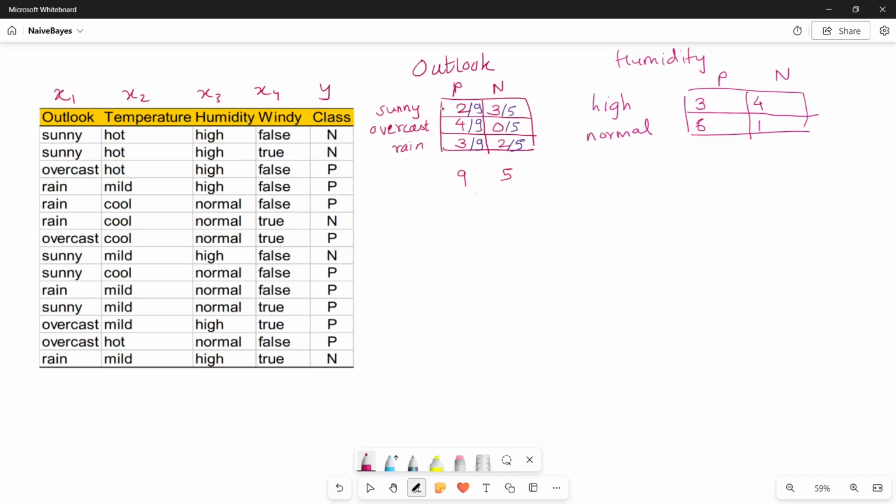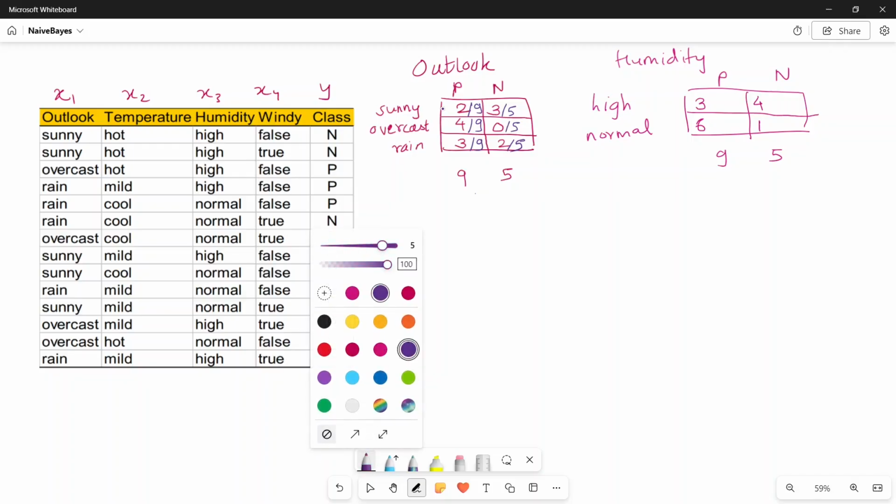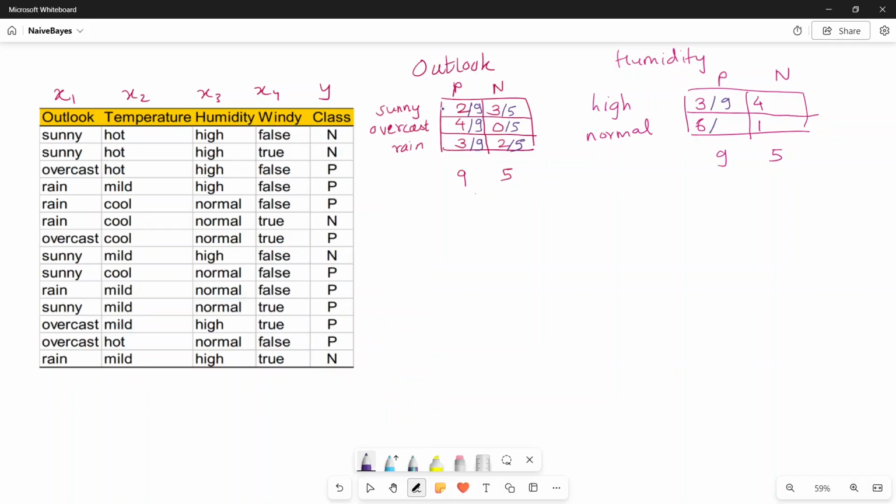And then we'll calculate the likelihood. So we'll first calculate the sum. This is 9, this is 5. Then you will say this is 3 by 9, 6 by 9 in the restricted sample space. The probability that the humidity is high given that the person goes out to play is 3 by 9. Probability that the humidity is normal given that the person goes out to play is 6 by 9. Probability that the humidity is high given the person does not go out to play is 4 by 5. And probability that the humidity is normal given the person does not go out to play is 1 by 5.